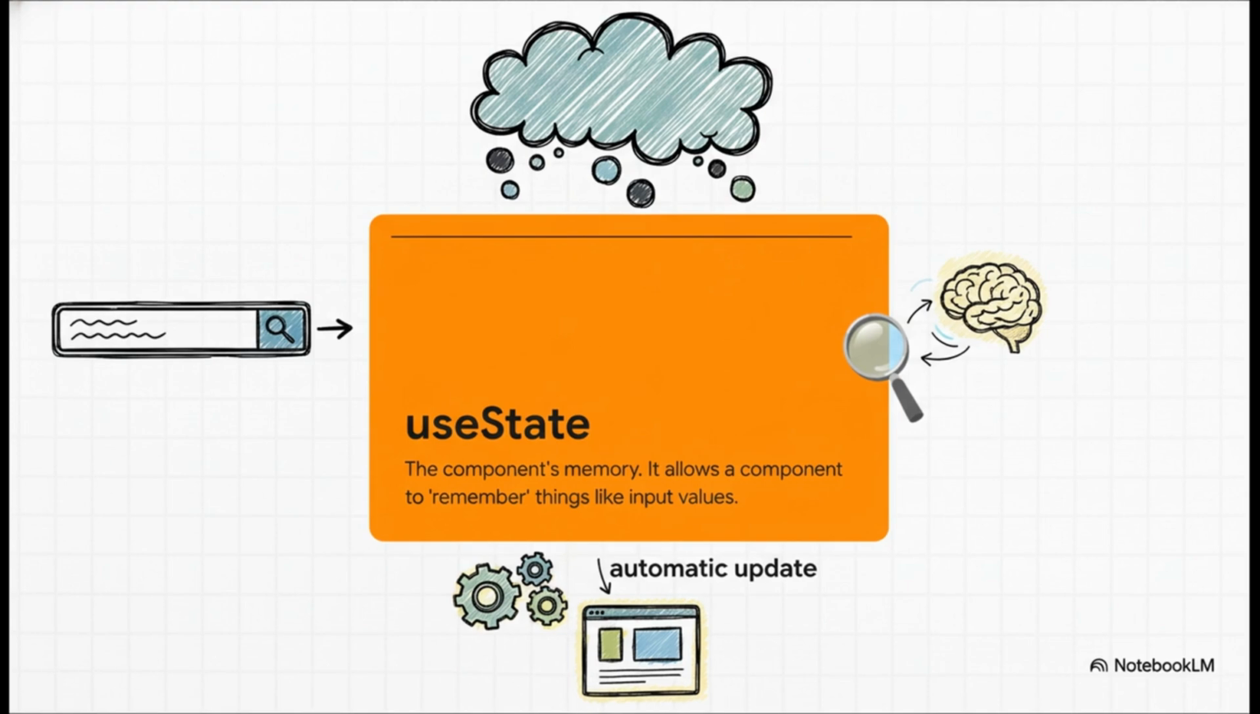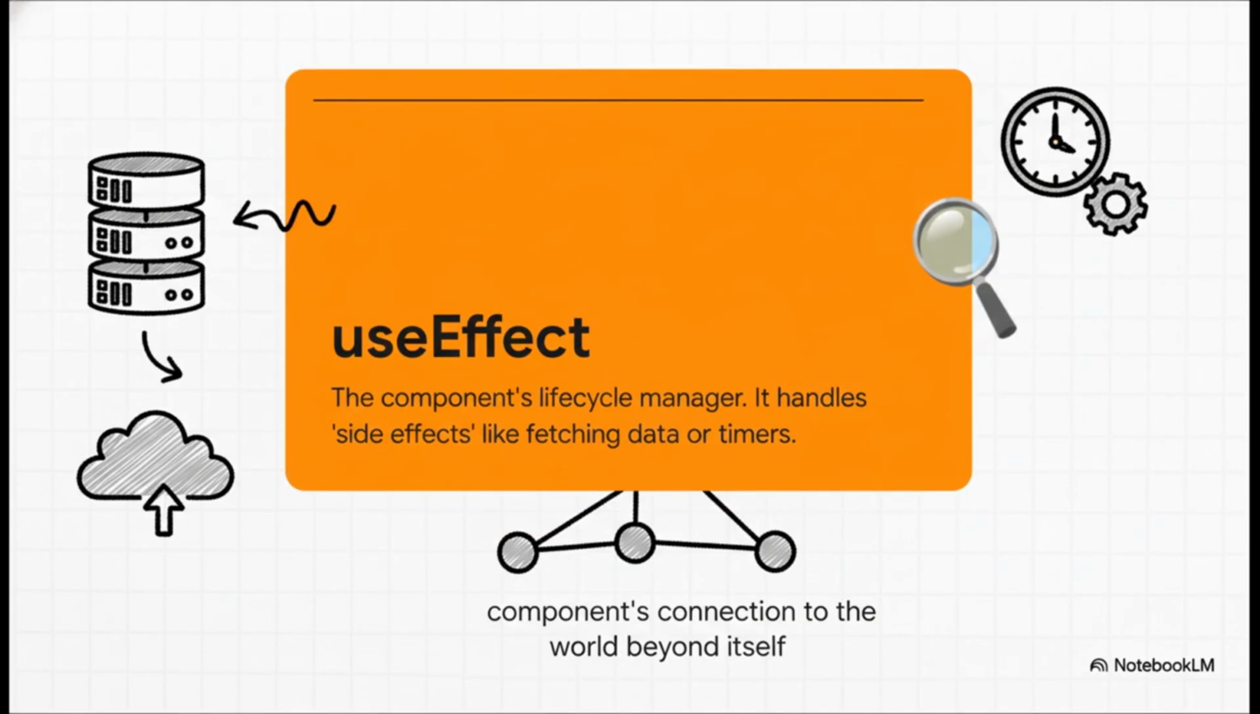Think of it as that component's short-term memory. And whenever you update that memory, or what we call state, React is smart enough to automatically redraw just that piece of the UI to show the change. Okay, but what if your component needs to do something outside of itself? Like, say, fetch some data from a server across the internet.